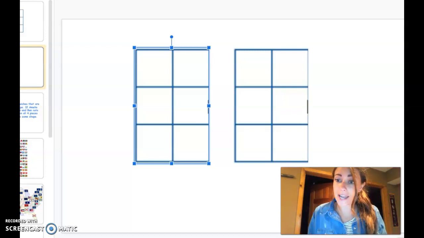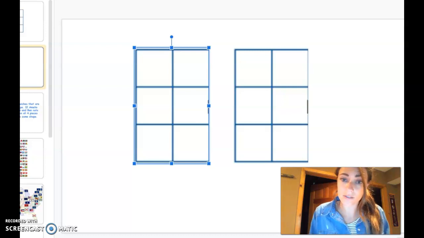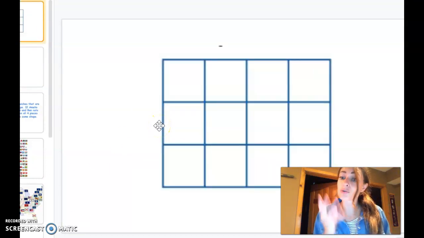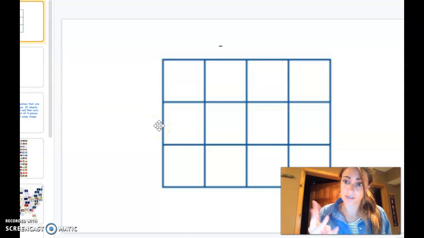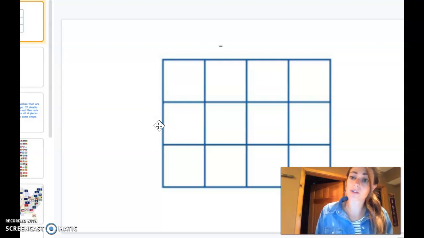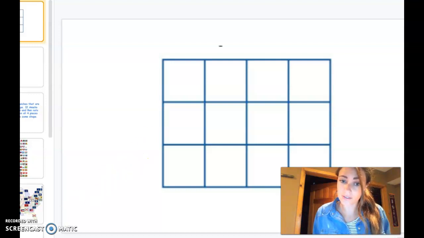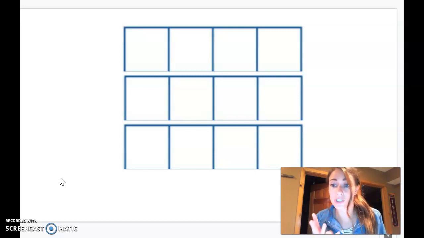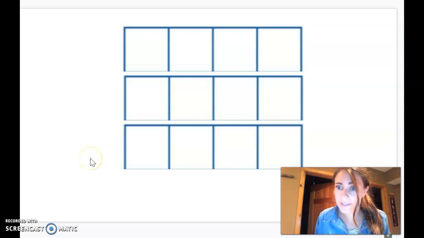Okay, I know that the shape and the size of the rectangles are the same, and they share the same amount of squares. Now I want you to think about how you can split your rectangle, this one right here, into 3 equal shares. How can you split this rectangle in 3 equal shares? After you've had some time to think about how you can make your rectangle into 3 equal shares, I want to show you what I did.